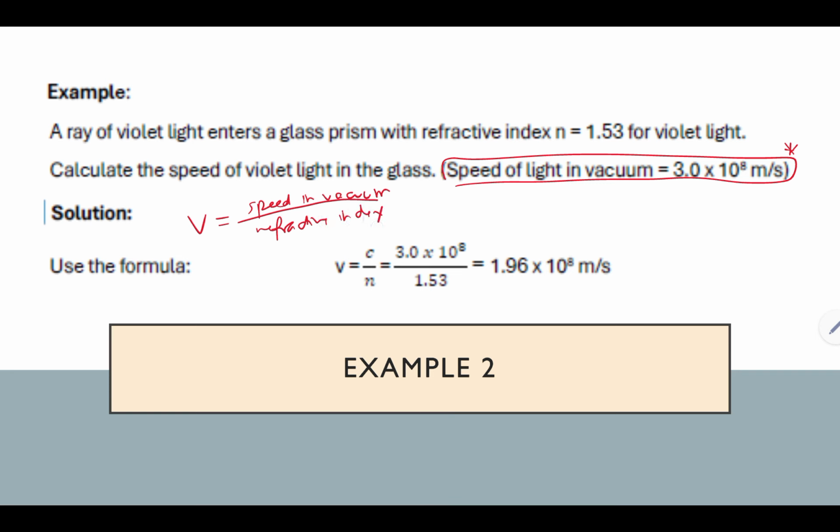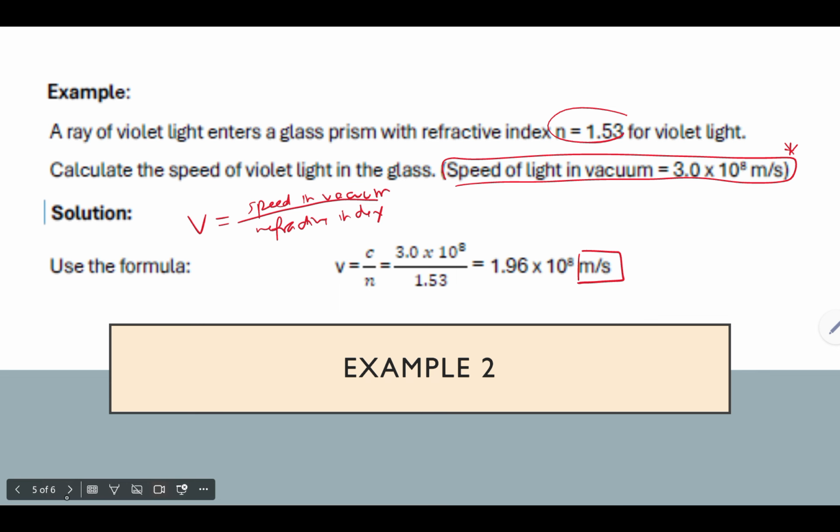Using this equation, the speed in vacuum is 3 times 10 power 8 meters per second. The refractive index is 1.53, as it was given in the question. So the speed of violet light will be 1.96 times 10 power 8. And do not forget the unit. It's still speed, so meters per second.